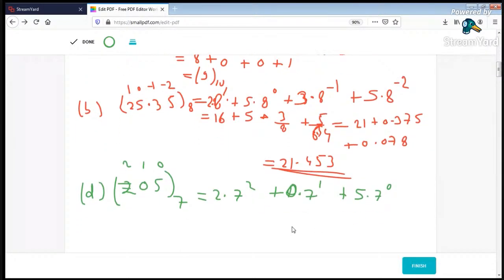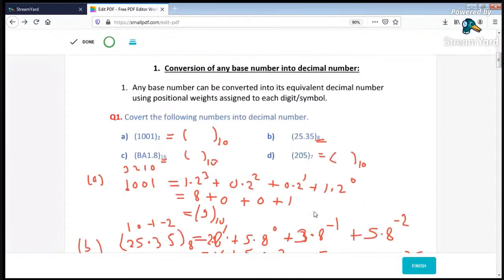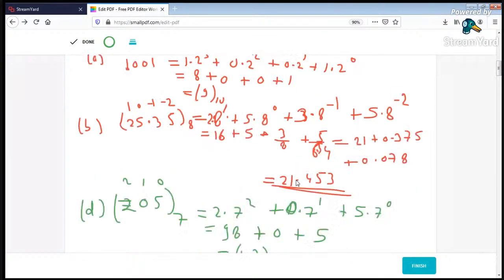So here 7 square means 49, 49 times 2 becomes 98, plus 0 into anything will be 0. Last one, 5 into 7 to the power 0, which is 1, so this will become 5. So 103 will be the answer here in decimal. I hope the concept is clear how we can convert any base number into the decimal number system.